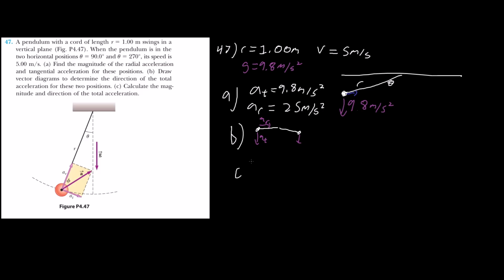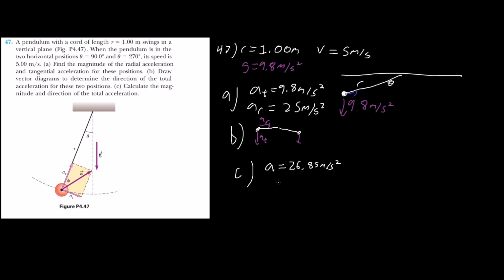All right, so let's do part C. Calculate the magnitude and direction of the total acceleration. The total acceleration is going to use the Pythagorean theorem: a tangential squared plus a radial squared. Put that together and get it out of your calculator. Once you calculate it, you should get 26.85 meters per second squared. Beautiful.